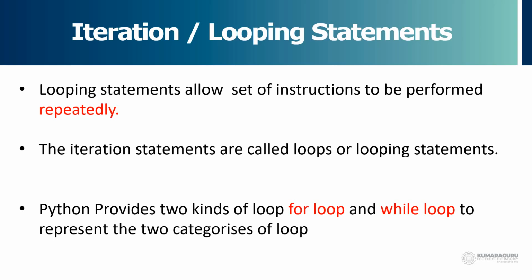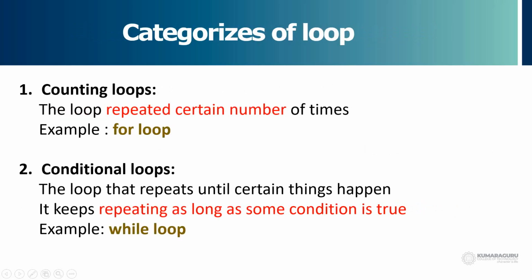Hello friends, we are going to discuss iteration or looping statements in Python. Looping statements allow a set of instructions to be performed repeatedly. The iteration statements are called loops or looping statements. Python provides two kinds of loop, that is for loop and while loop, to represent the two categories of loop.